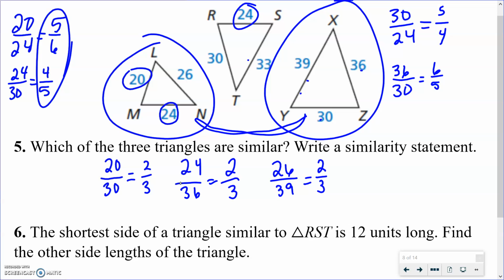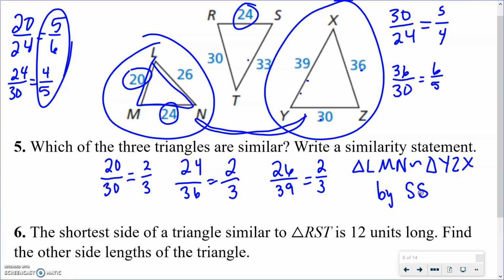So now I need to write a similarity statement, and I have to pay attention to the order. I'm going to go triangle L, M, N, and I listed that because that's the sides from smallest to largest. So I know to do the same thing here. It's similar to triangle Y, Z, X, by side-side-side similarity.